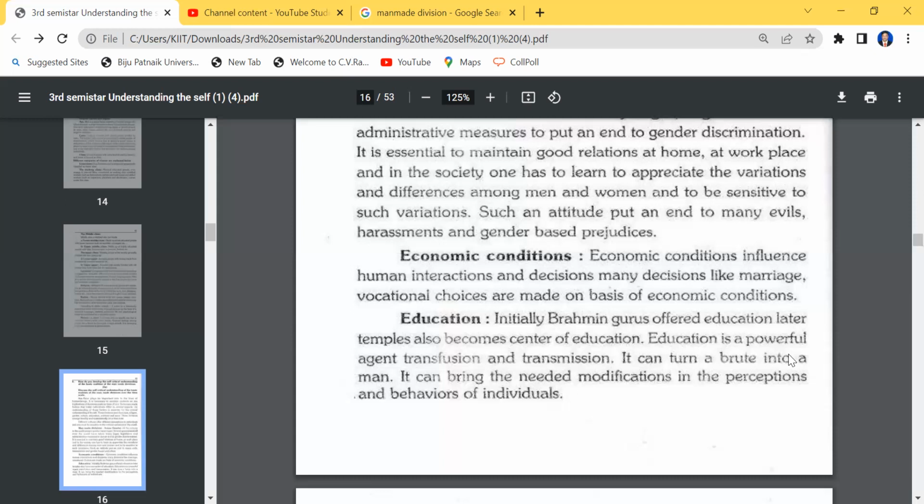And next, education. Initially Brahmin gurus offered education, and later temples also became centers of education. Education is a powerful agent of transformation and transmission. It can turn the brute into a man, and it can bring needful modifications in the perceptions and behaviors of individuals.